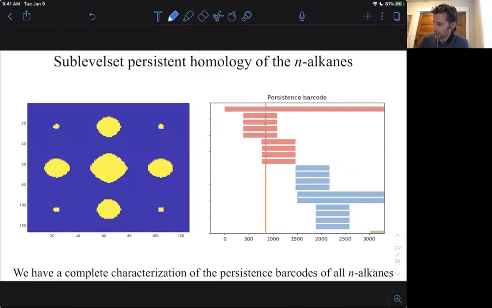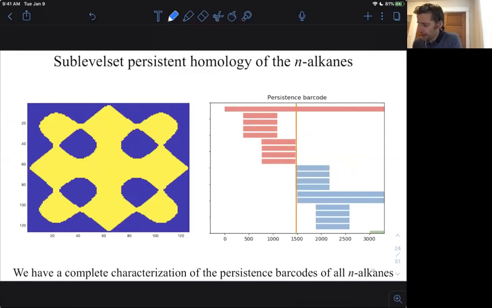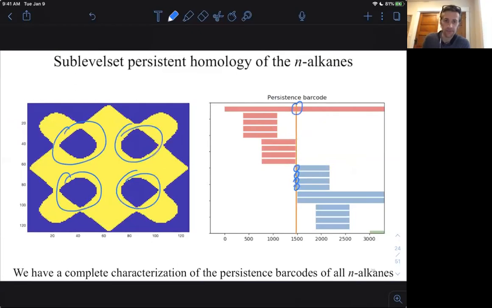Okay, at the next transition, we have these merging events. So the 4 connected components that were born at this energy level have now died. They've merged with an older connected component, the global min. And at this stage, I now have a single connected component, and I have 4 one-dimensional holes. So those one-dimensional holes are tracking these right here.